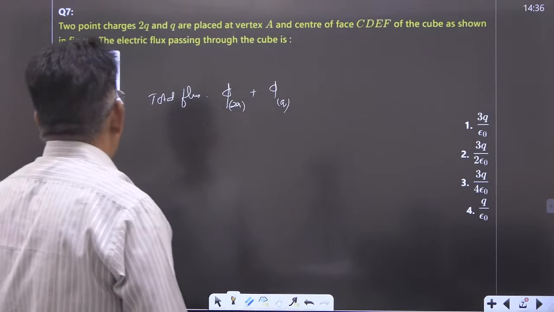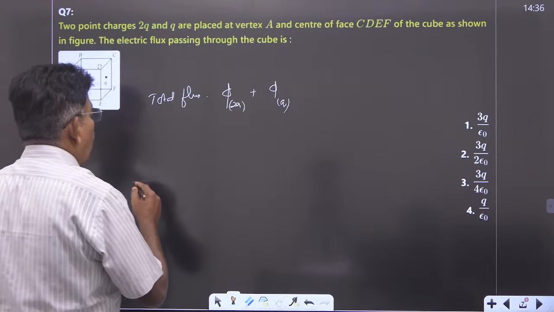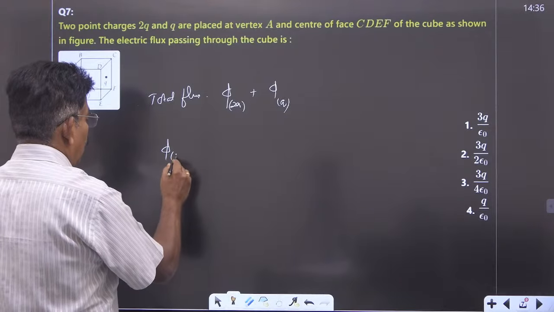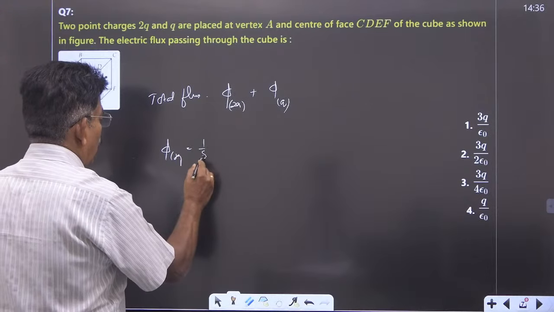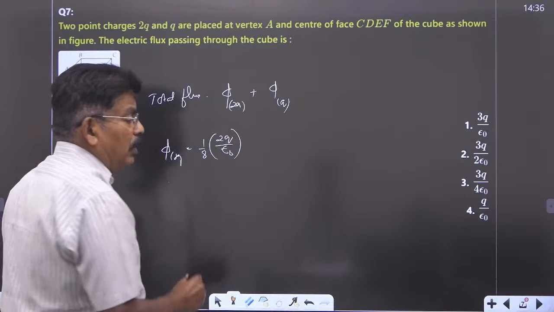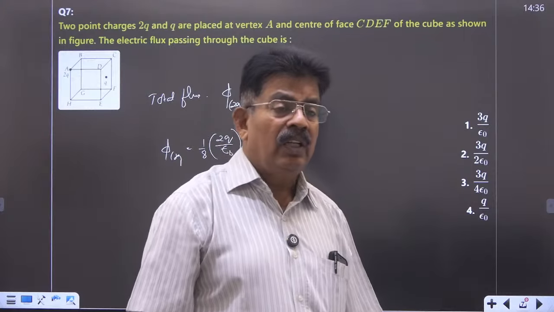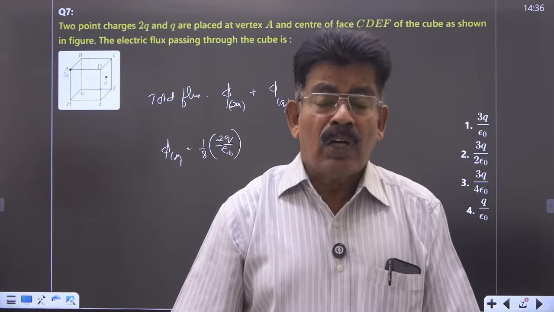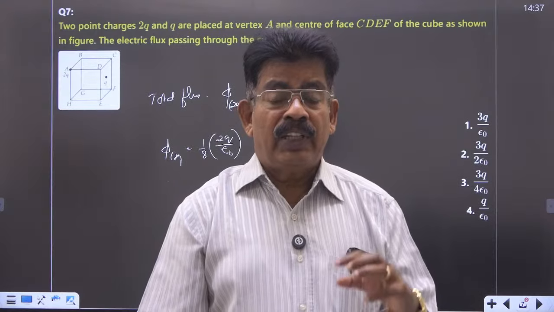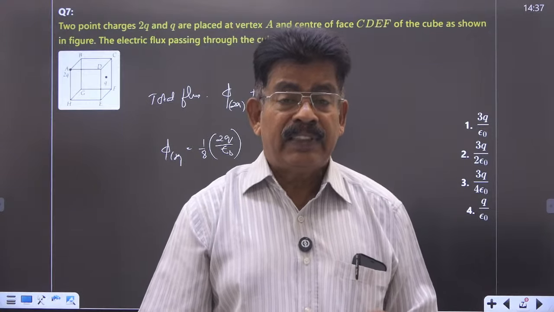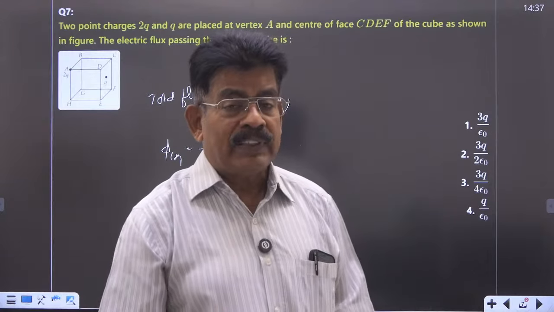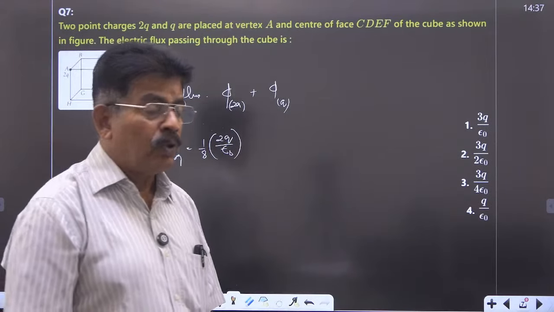Now, the 2q charge is kept at the corner of a cube. We have been told in the class so many times, flux through the cube due to 2q will be 1 by 8 into 2q by epsilon 0. I'm not repeating, we have done it a number of times in the class. If a charge is kept at the corner of a cube, we have to imagine 8 such cubes so that this charge 2q will be at the symmetric center. So flux will be 2q by epsilon 0. That total flux will be equally distributed through the 8 cubes.